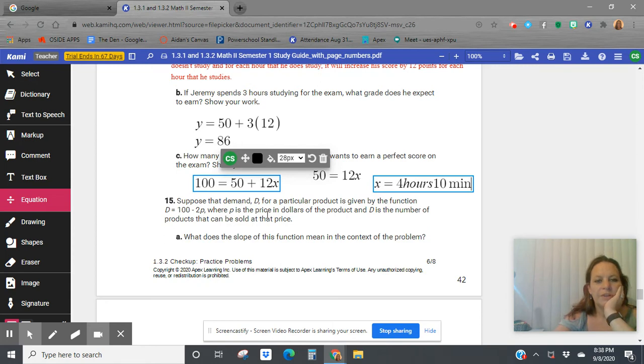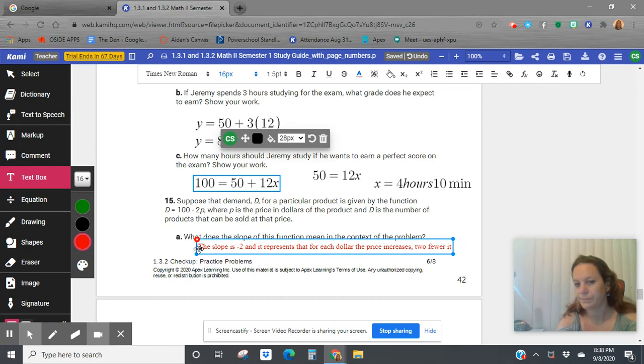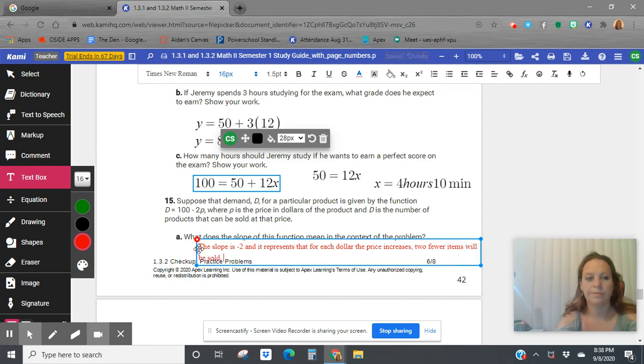Suppose that this is given by this function, where this is the price in dollars. What does the slope of this function mean in context? So the slope is -2. That represents the fact that for each dollar the price increases, 2 fewer items will be sold.